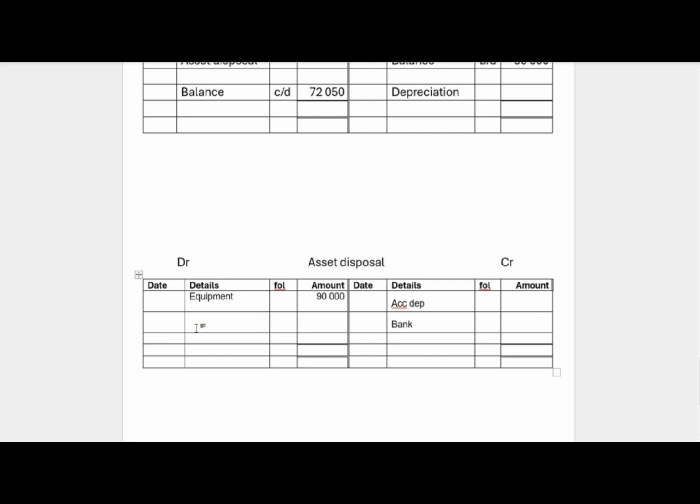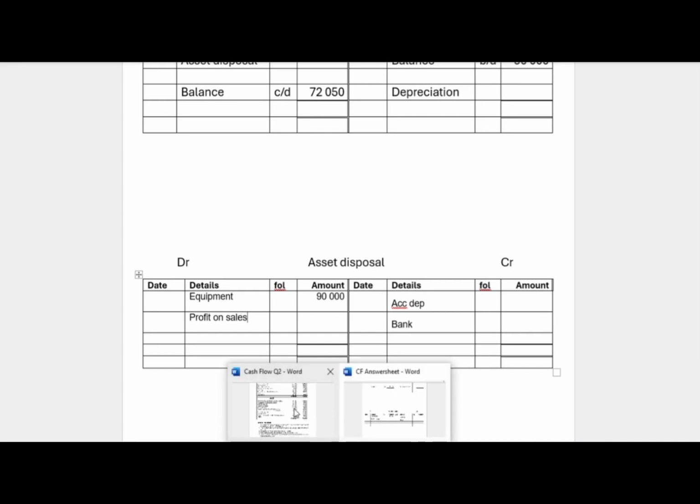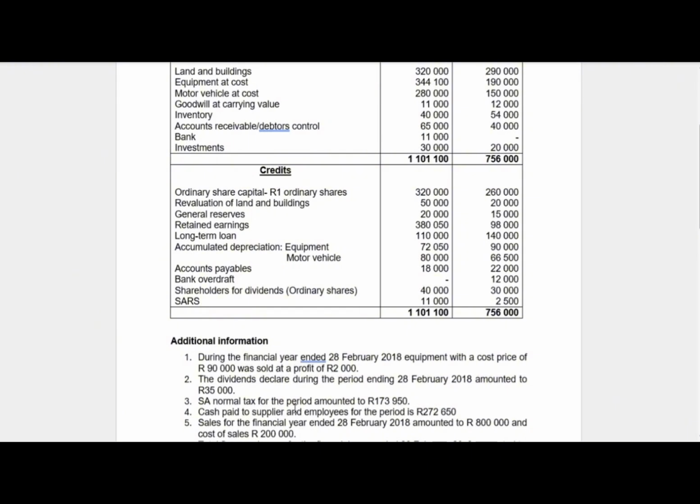So profit on sale. Remember, we have profit on sale. The profit on sale, given there in the additional information, is 2,000, right? We're just recording what we have now, because we need to make sure that we get the right things.